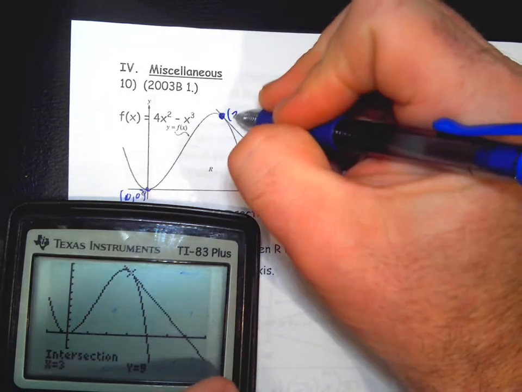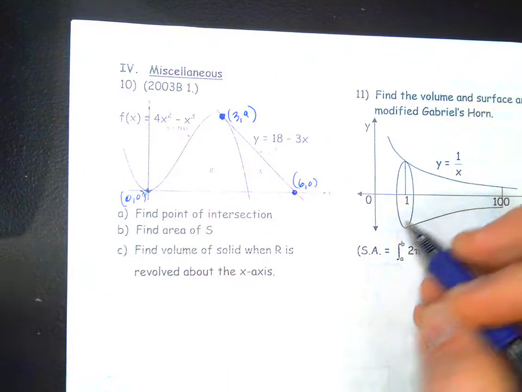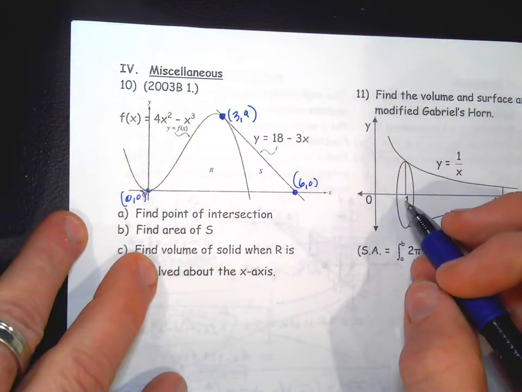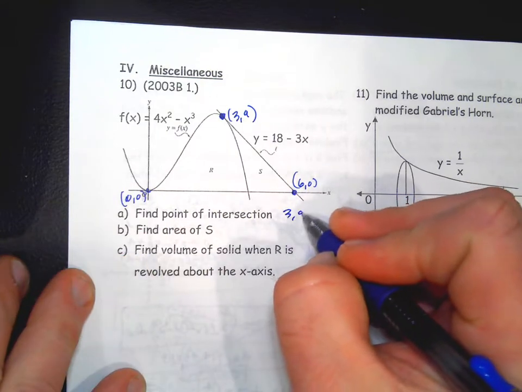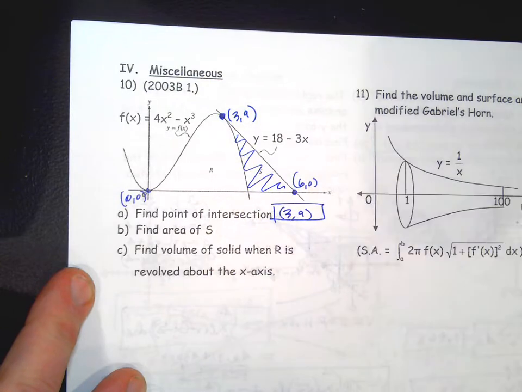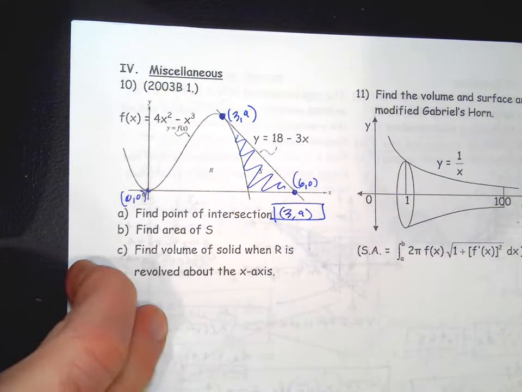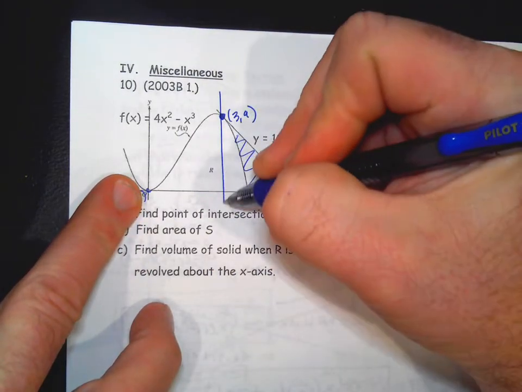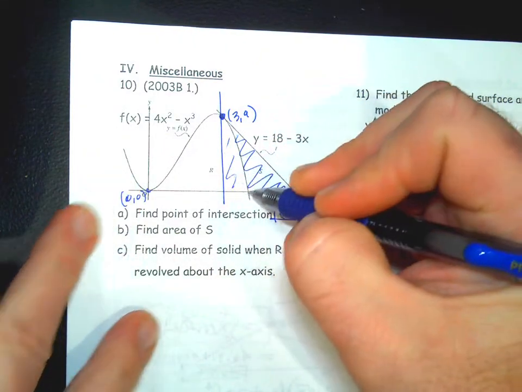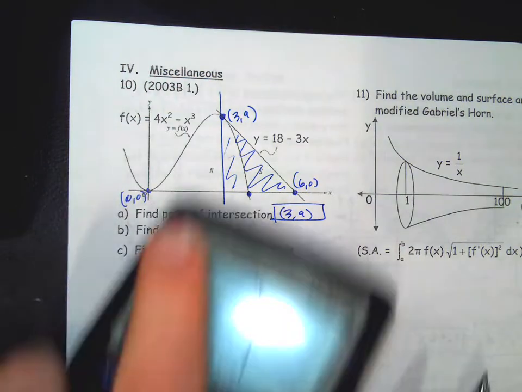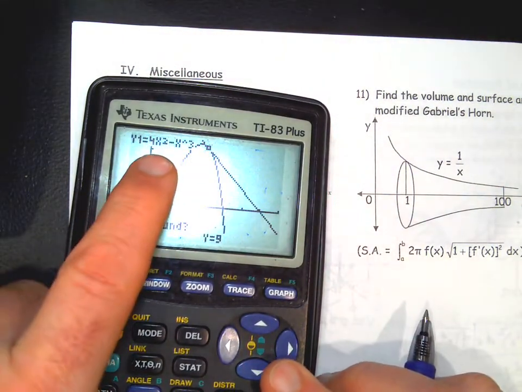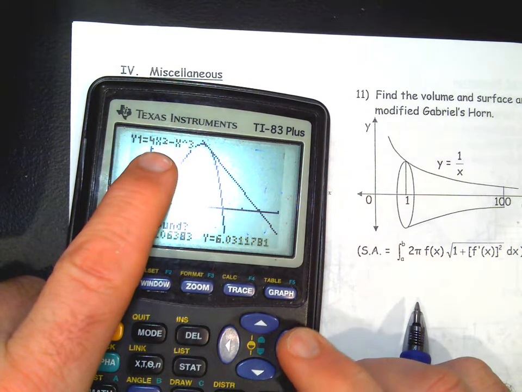It's saying that it's exactly 3, 9. That's kind of interesting. Okay, so 3, 9 is the intersection. Find the area of S. So it would be this. So I think what we'd want to do maybe is calculate the triangle and then subtract this, but we've got to find this guy's x-intercept to do that. So second calc, 0. Make sure you're doing it for the right curve. That's the curve we want.